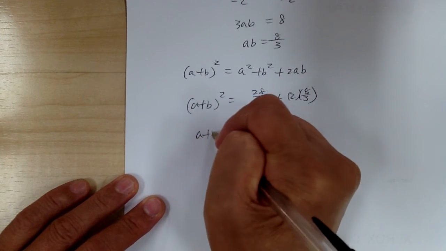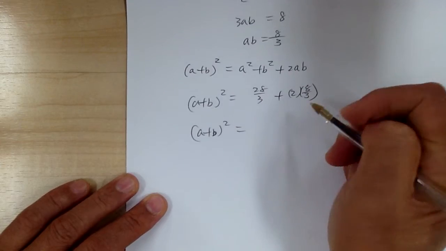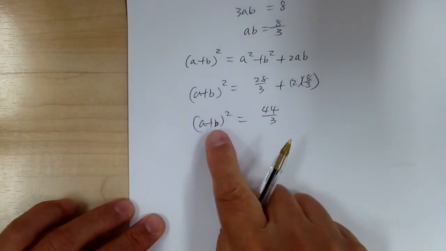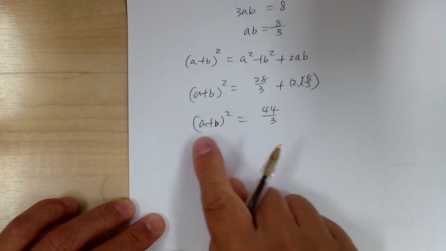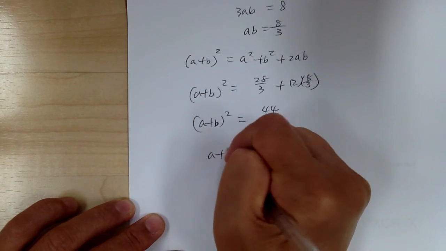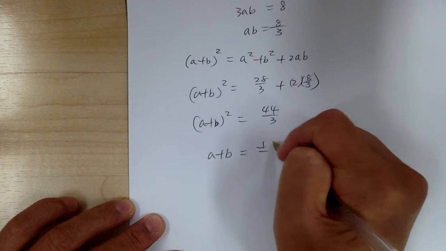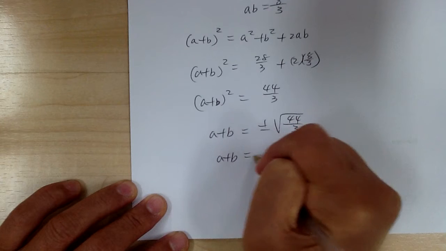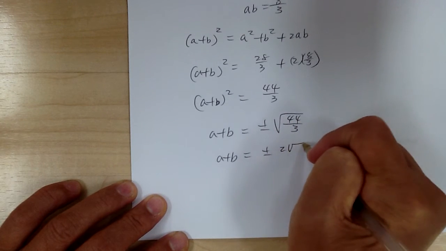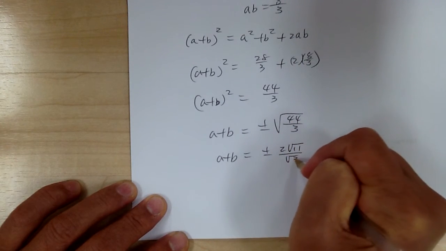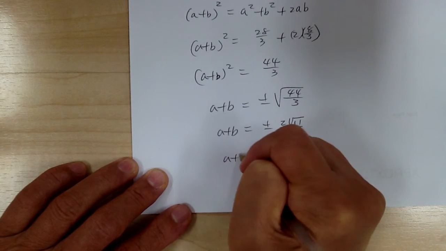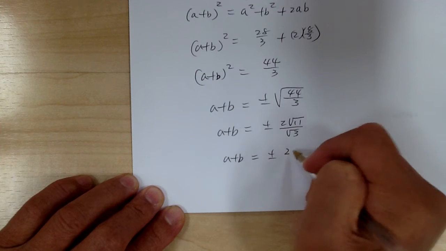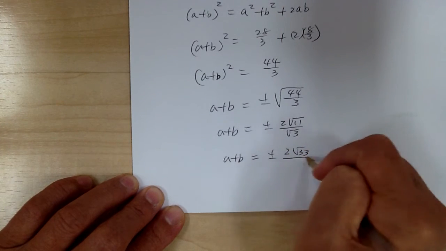So (a plus b) squared equals 44 over 3. Okay, so now we can go ahead and take the square root. So a plus b equals plus or minus the square root of 44 over 3. So a plus b equals plus or minus 2 square root of 11 over square root of 3. So a plus b equals plus or minus 2 square root of 33 over 3.